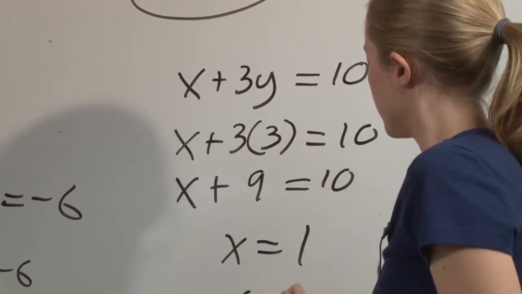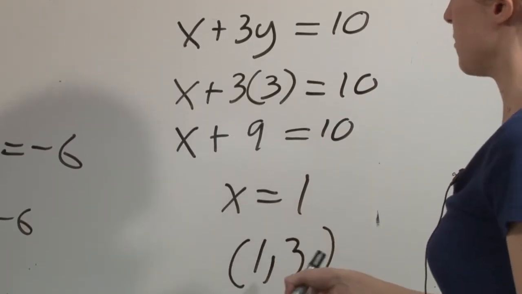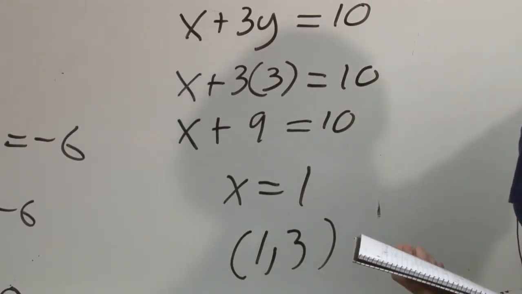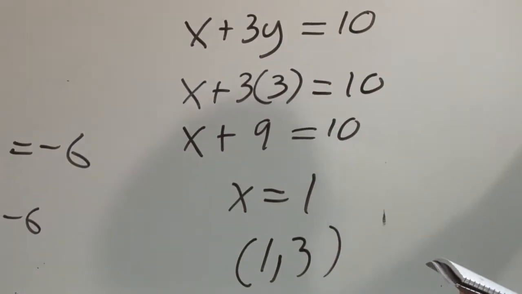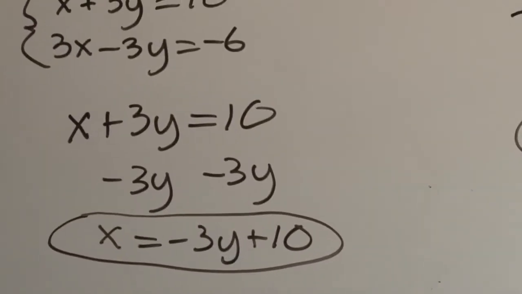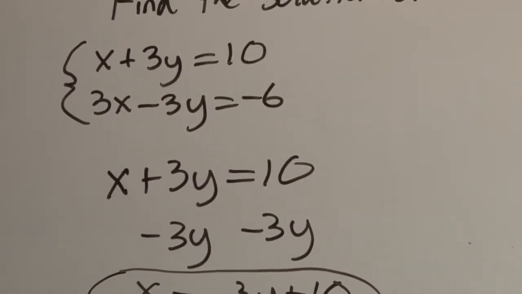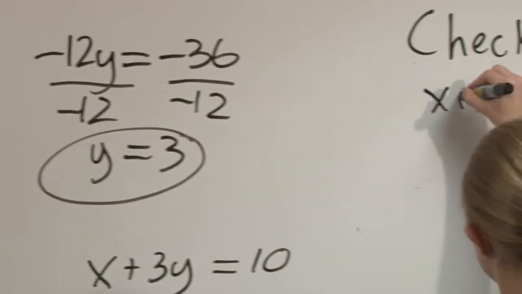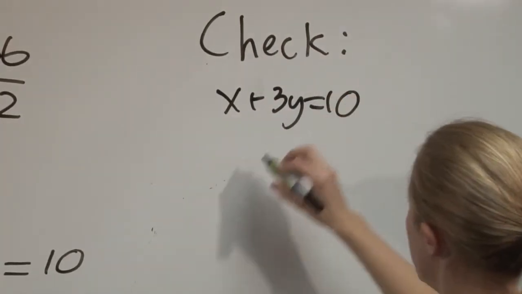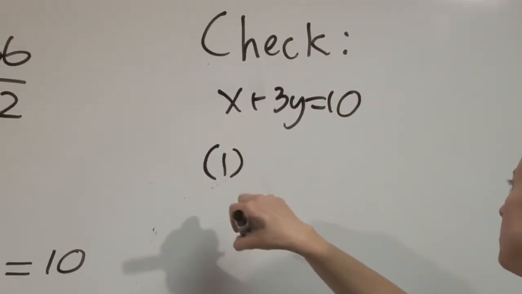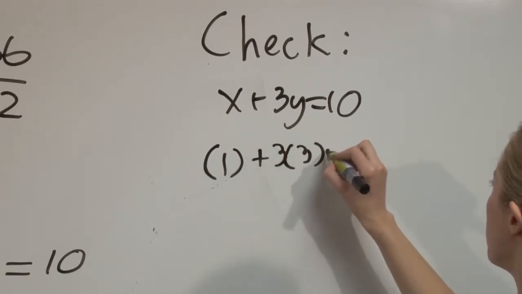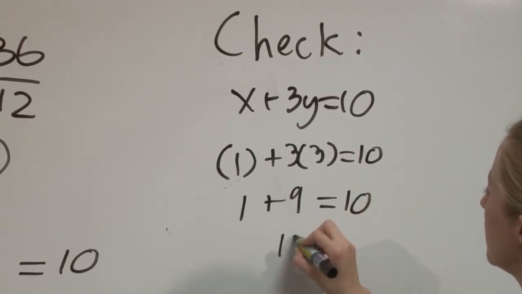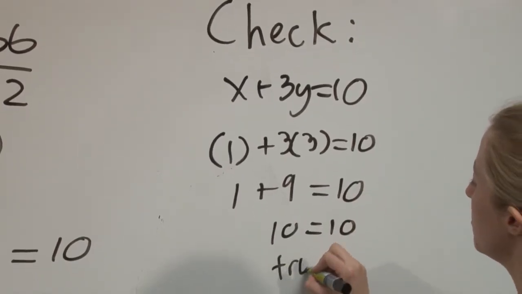So then it looks like our solution is going to be (1, 3), because we had 1 for x and 3 for y. But we have to check it. So this first equation, I'm going to put in a 1 for x. I'll go ahead and write the equation up there actually. x plus 3y equals 10. So I'm going to put in 1 for x and 3 for y. So 1 plus 9 equals 10. It's true.